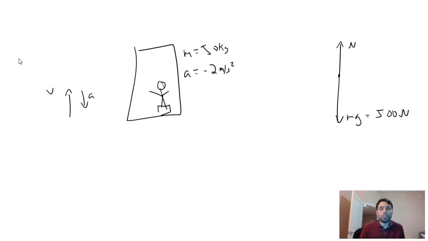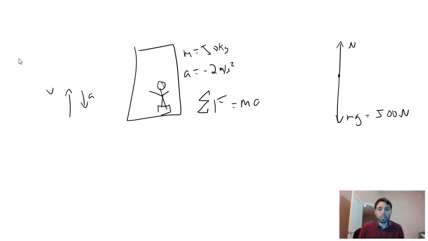All right, so they're beginning to slow down now, right? -2, because the acceleration is down towards the ground. Their velocity is up. Acceleration is opposite direction of velocity, so that means they're slowing down. And we're going to do the exact same thing we just did, net forces. So again, we want to find what does the scale read, right? What does the scale say?